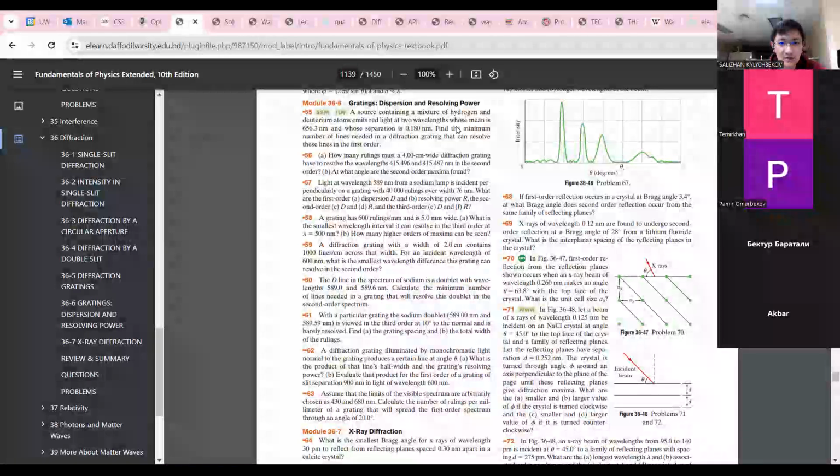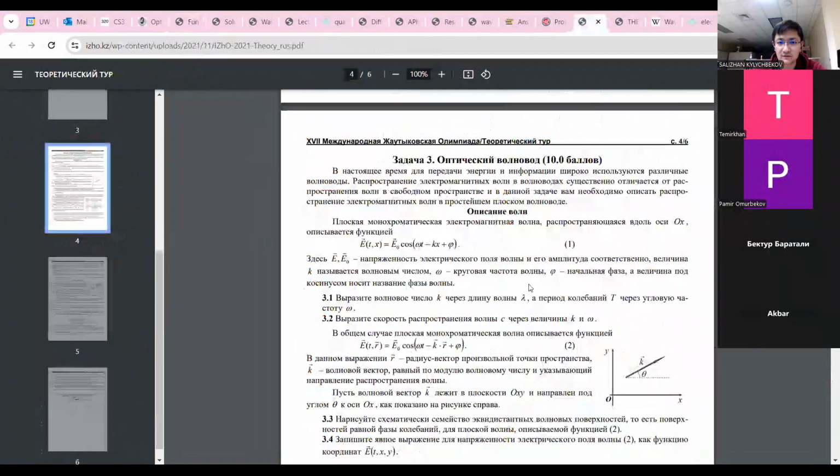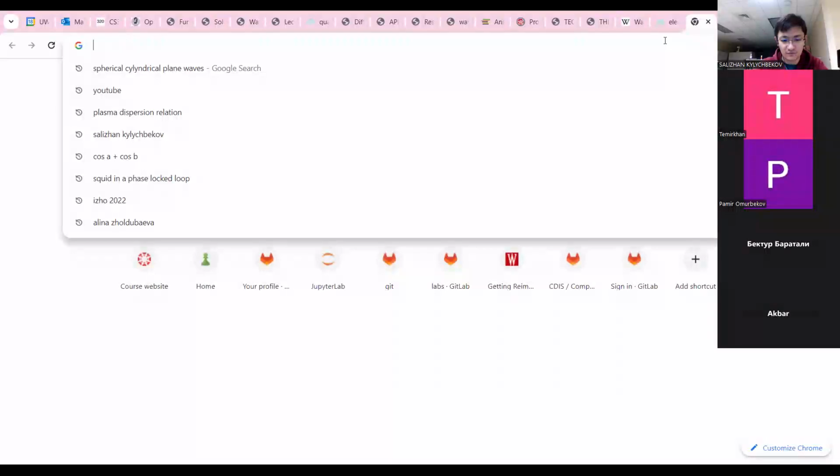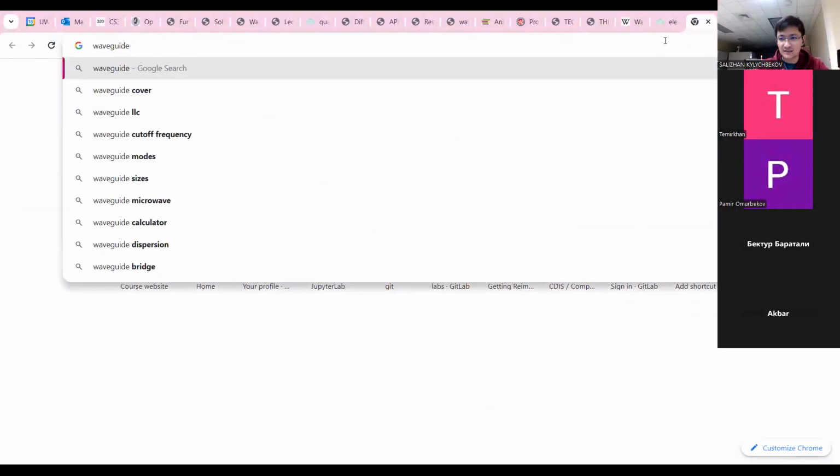Okay. Today we will solve the third problem from IZhO 2021, the Zhautykov Olympiad. It's about waveguides. Let me quickly tell what a waveguide is. A waveguide basically guides waves. Waves by themselves diminish, right? They attenuate. Attenuation means intensity drops as you go further and further from the source.